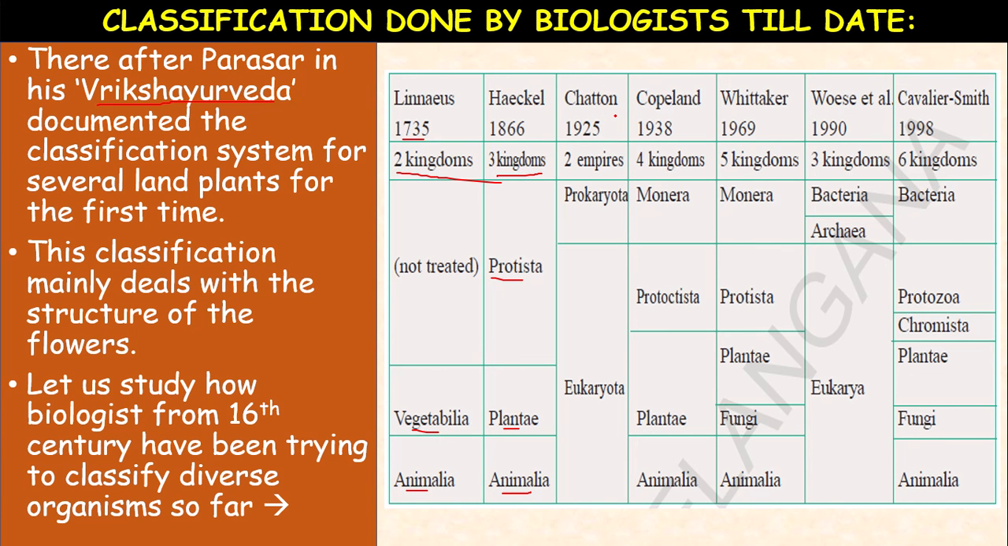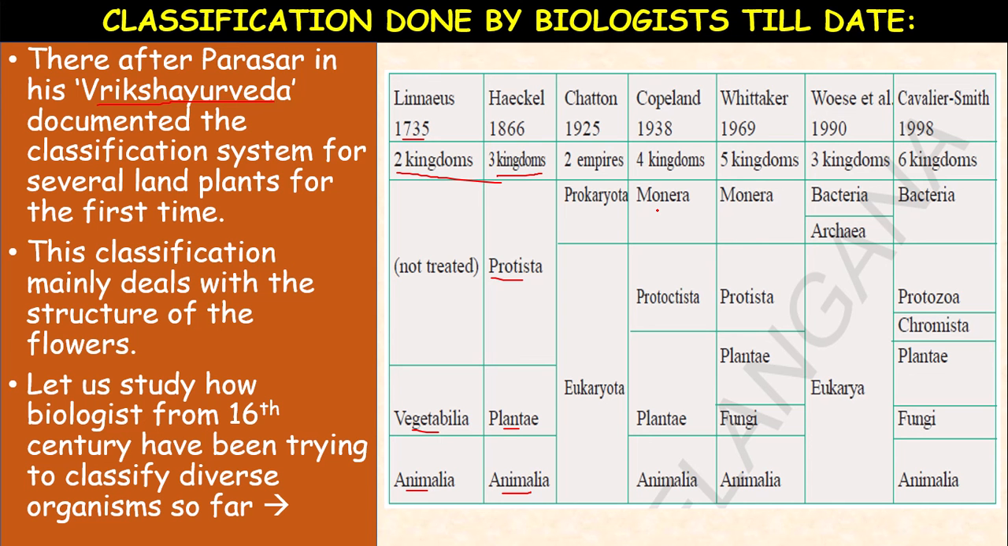Later on, after Chatton, Copeland in 1938 introduced a four kingdoms classification. According to him, the four kingdoms are Monera, Protoctista, Plantae and Animalia. What are the four kingdoms introduced by Copeland? Monera, Protoctista, Plantae, Animalia. So it has undergone change again.